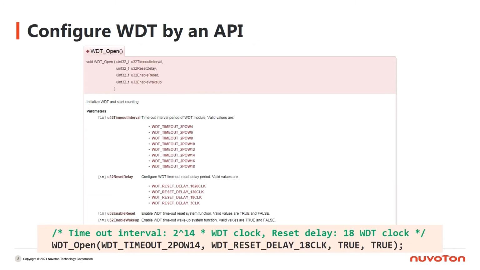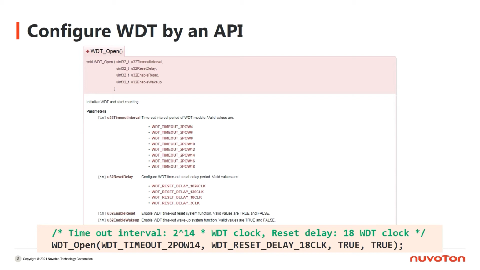In our BSP, we provide an API to set WDT. It is WDT Open. You can use this API to set the timeout interval, the reset delay period, and whether to enable the reset function or the wake up function.